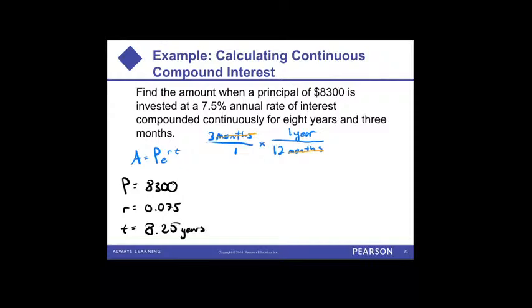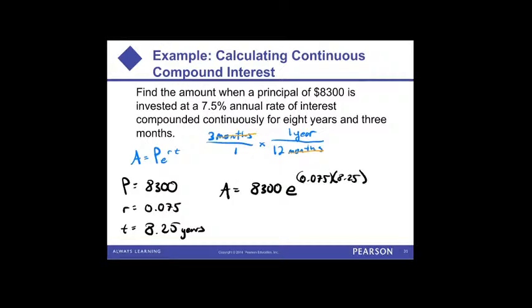So now we have all the components. We just plug these into the formula. So then the future amount is going to be the 8,300 times e to the power of 0.075 times 8.25. At this point, you would just use your calculator, right?